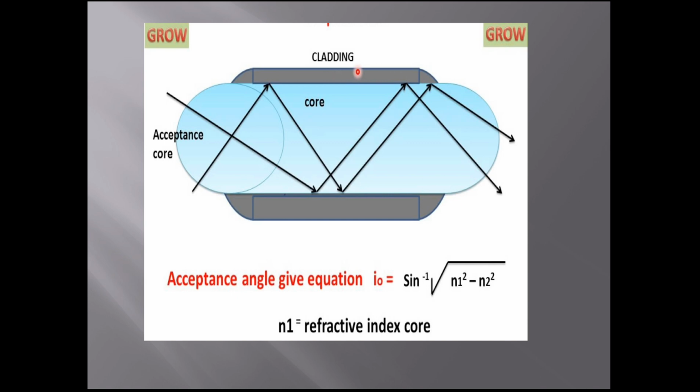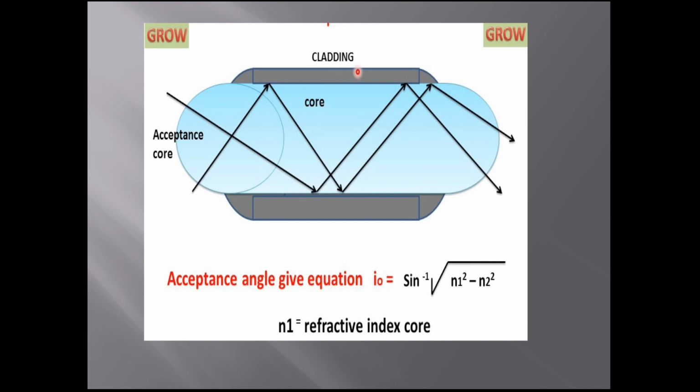We can see in this diagram that when the rays enter the core, the core is the inner part of the fiber and there is a covering of cladding. Now the acceptance angle is the maximum angle made in the fiber when the light passes through it and travels in the core. Here we can see in the diagram there are the core and the cladding.